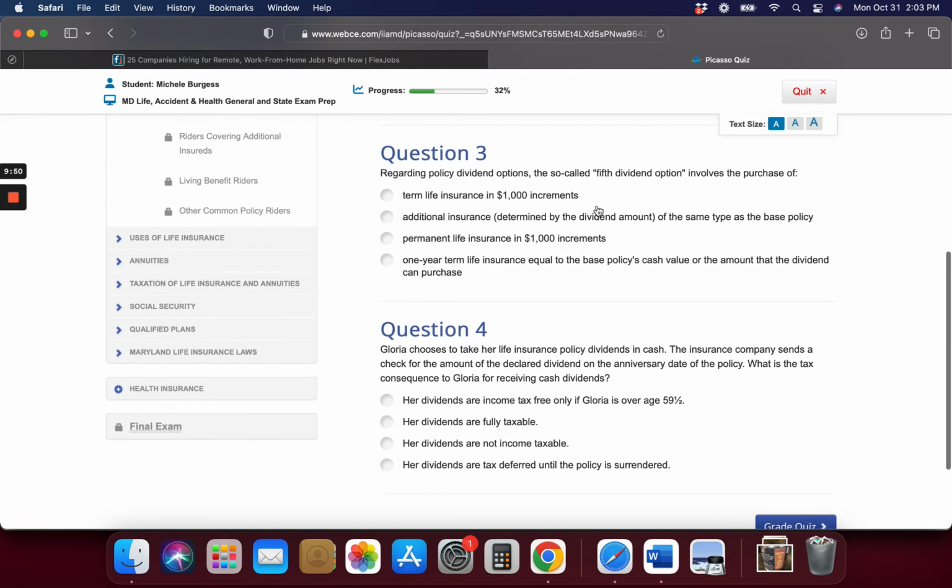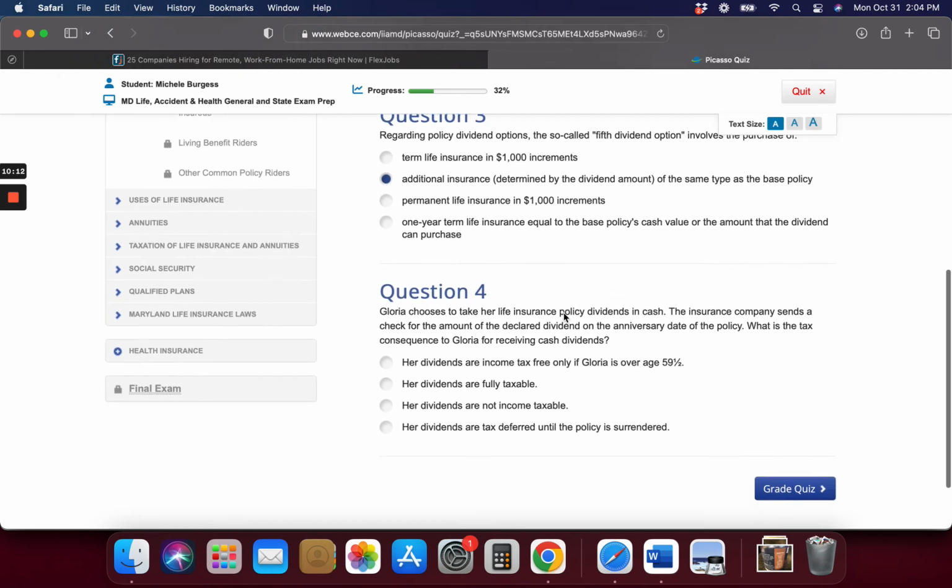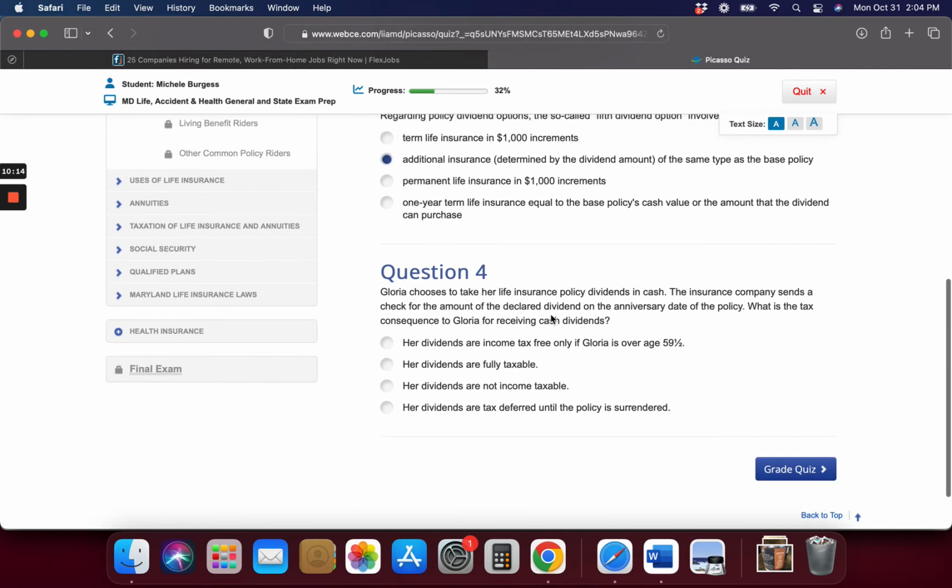All right, regarding policy dividend options, the so-called 5th dividend option involves the purchase of one equal to the base policy the dividend can purchase. Additional insurance. One-year term.